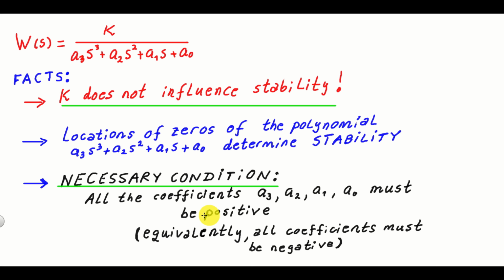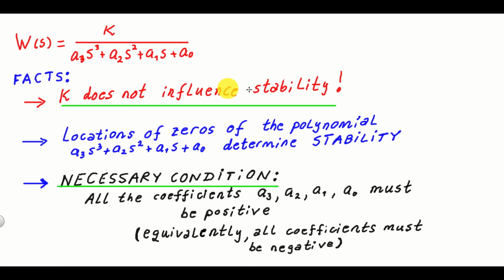Don't be confused about these two conditions. Namely, this condition is basically saying that all the coefficients should be positive, and then I said equivalently all the coefficients must be negative. For example, if all the coefficients are negative, you can simply multiply this part by -1, and you can make all the coefficients to be positive. So it doesn't matter. How do you do that, and how can you see that?